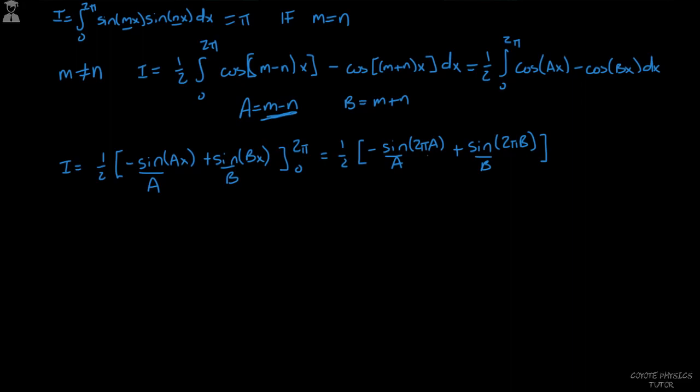So that must mean that these two terms will go to 0. So that means that I has two different results. I can either equal pi if m equals n, or it can equal 0 if m does not equal n. So this would be our final answer.